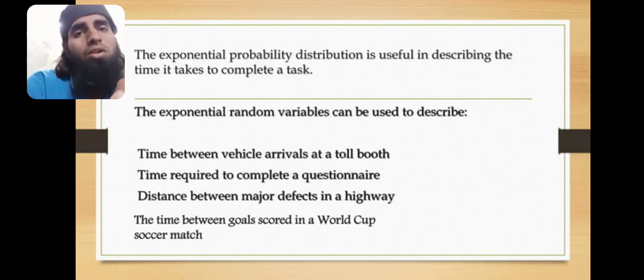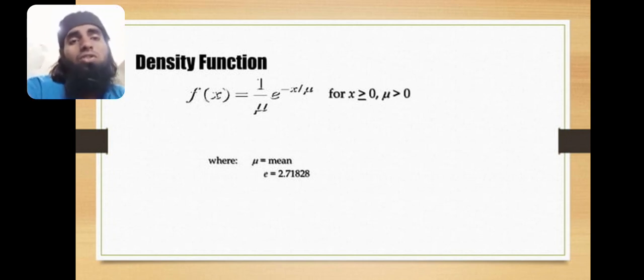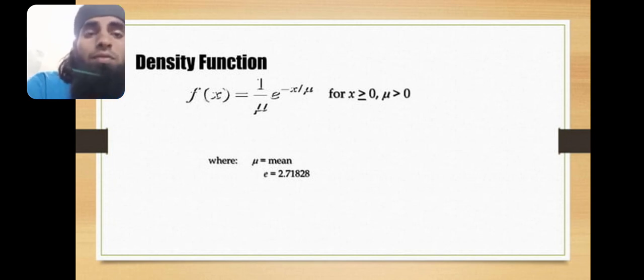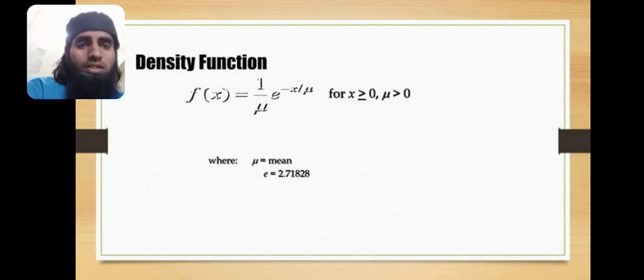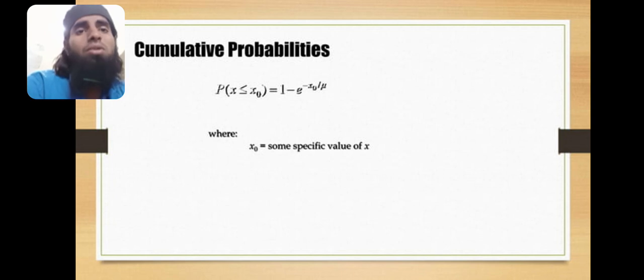Here we learn about the exponential random variable and how the density function is found and used in this type of problem, like f of x is equal to 1 by mu e power minus x by mu. With this function we learn how to solve problems of probability density. Cumulative probabilities are also one type of problem in probabilities.